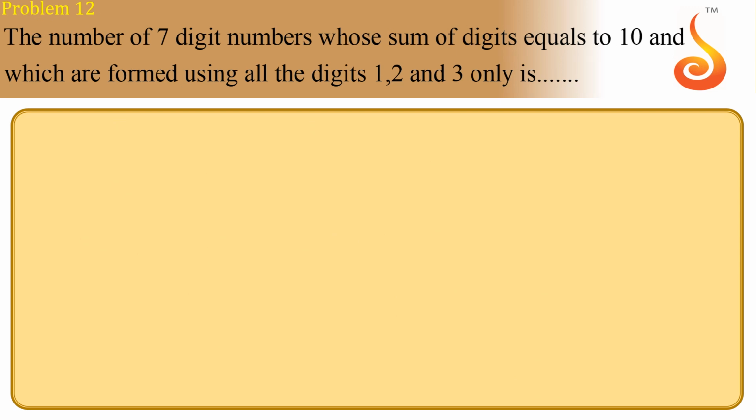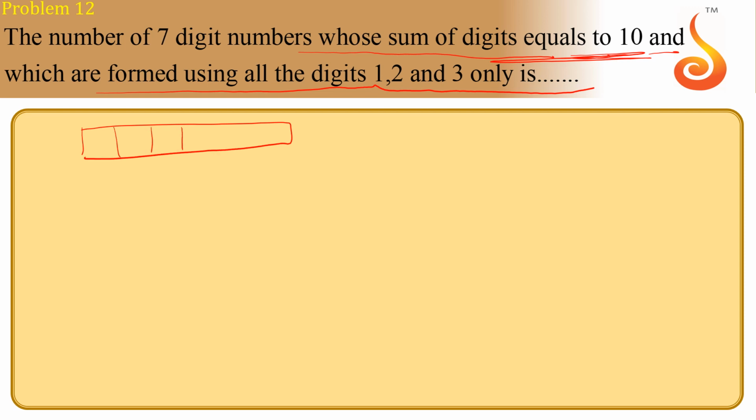Next question. The number of 7-digit numbers whose sum of the digits is equal to 10 and which are formed by using only the digits 1 to 3. Its meaning is, suppose in that 7-digit number, so 7-digit number I want 1 2 3 4 5 6 7. So all 1 to 3 I should use and only 1 to 3 I should use.